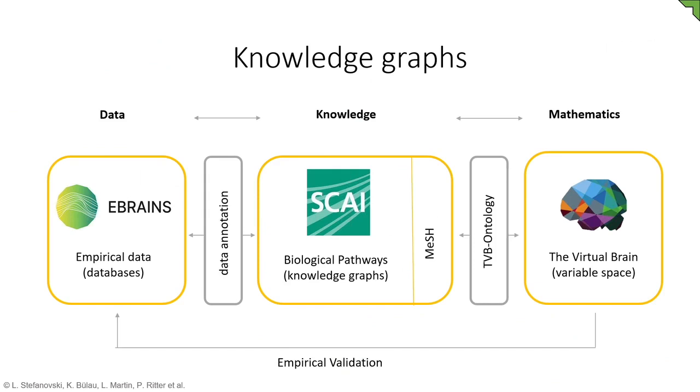And on the other hand, we are also developing an ontology that organizes knowledge about the virtual brain in a graph. So an ontology is always a bit like a graph. It contains the knowledge about what can be modeled in TVB and what is the relationship between all these parameters.